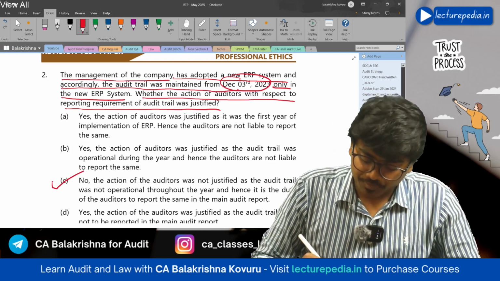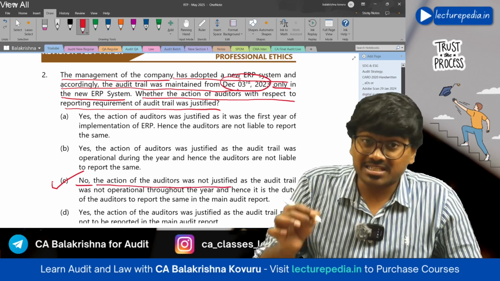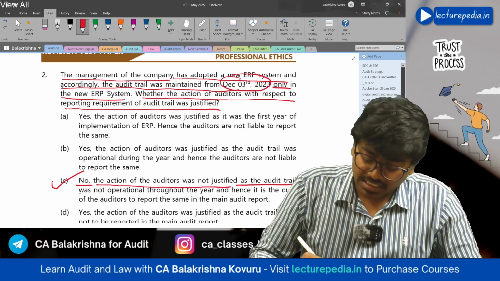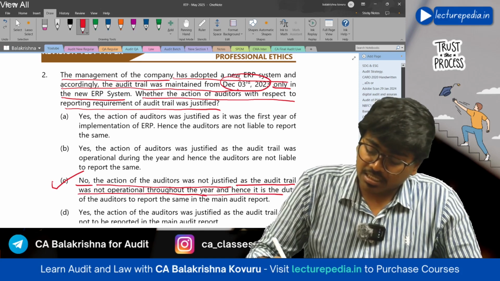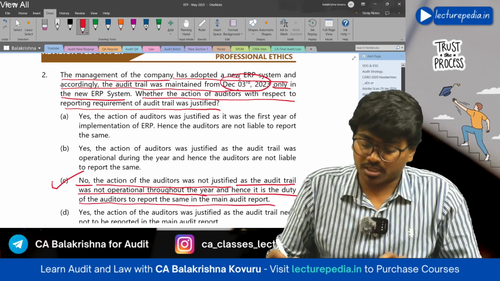So option C, no, the action of auditors was not justified as the audit trail was not operational throughout the year and hence it is the duty of auditor to report the same in the main audit report.